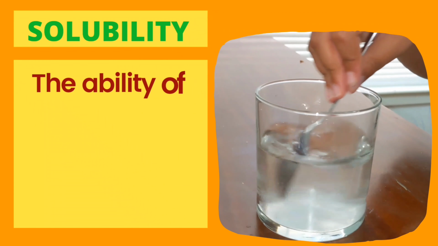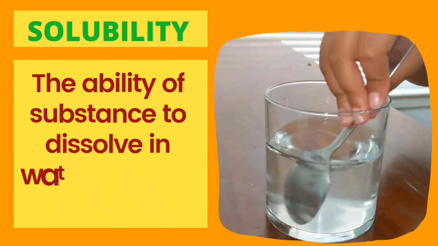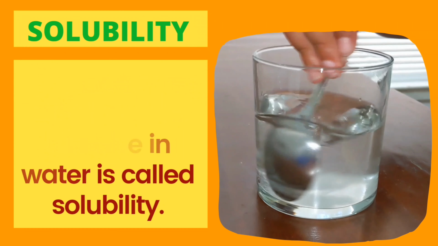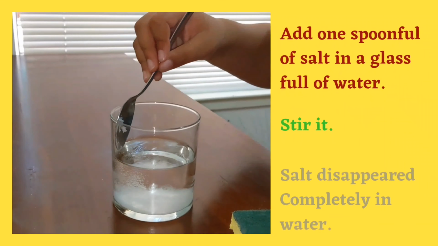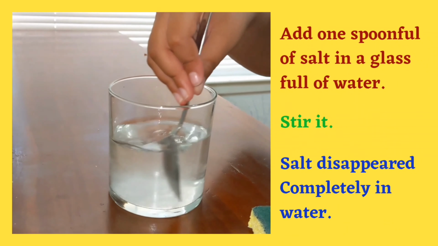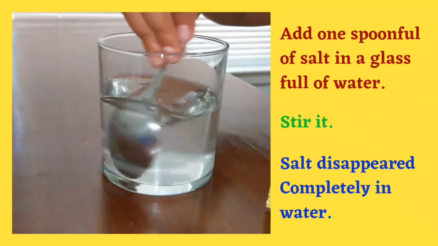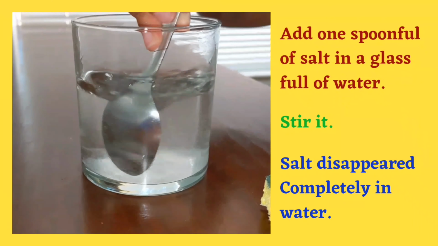Another important property of material is its solubility. It is the ability of a substance to dissolve in water. Take two glasses and fill them with water. In one glass, add 1 spoonful of salt and stir it with a spoon. Salt disappears completely in water and dissolves in it.